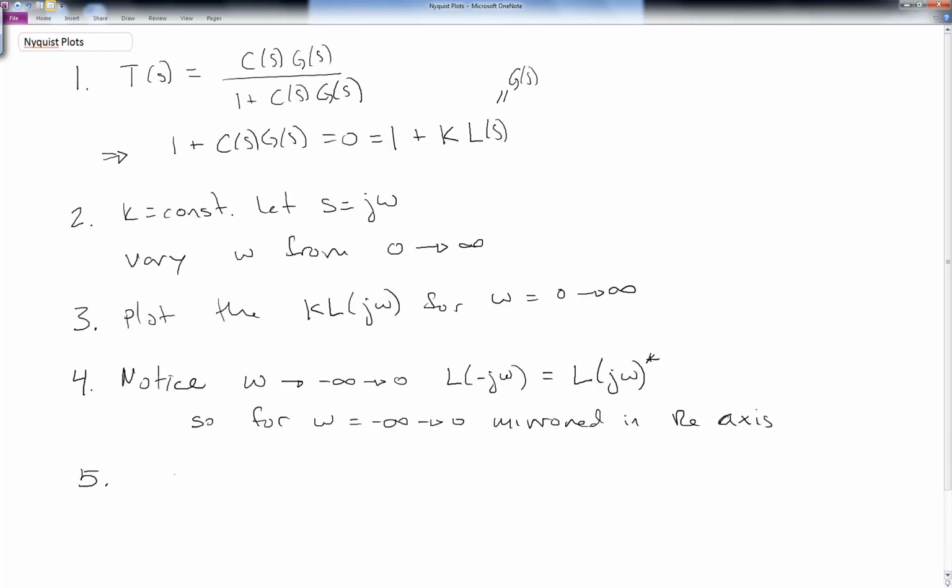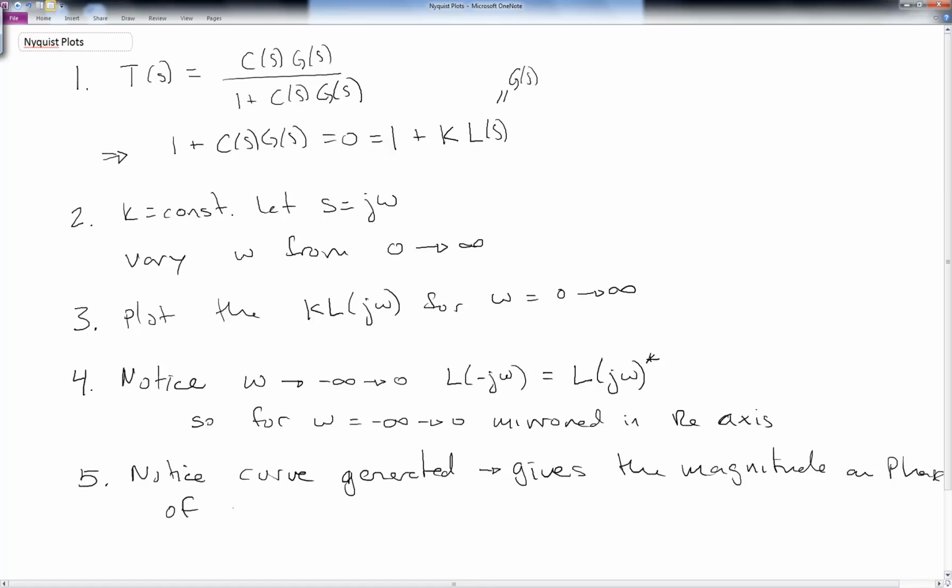And then finally, we would notice that the curve generated from all this calculation gives the magnitude and phase of K times L(j omega) at each point of omega. Going through this process is known as generating the Nyquist plot. This is also called the polar plot, and obviously it's because we're looking at the polar coordinates, the magnitude and phase angle of K times L(j omega). Now, let's go ahead and take a look and see how we would do this in MATLAB.